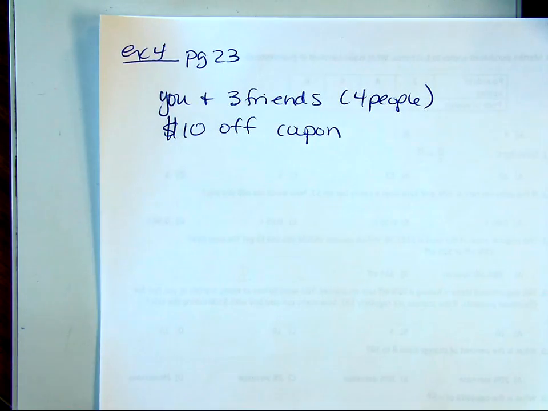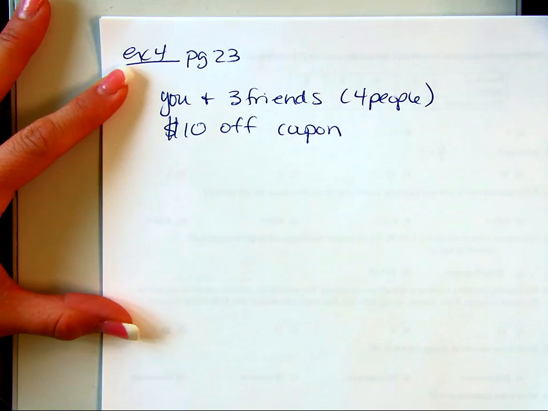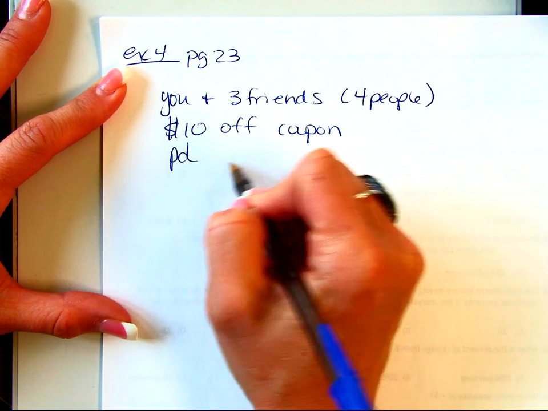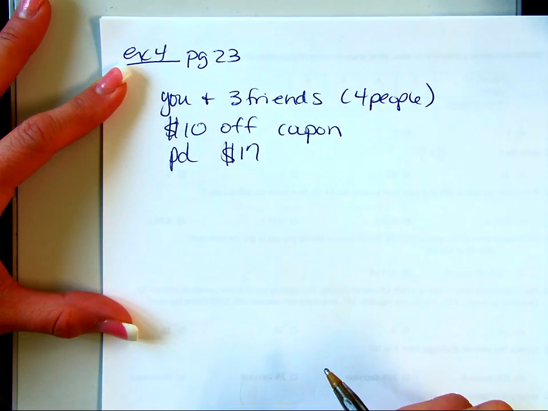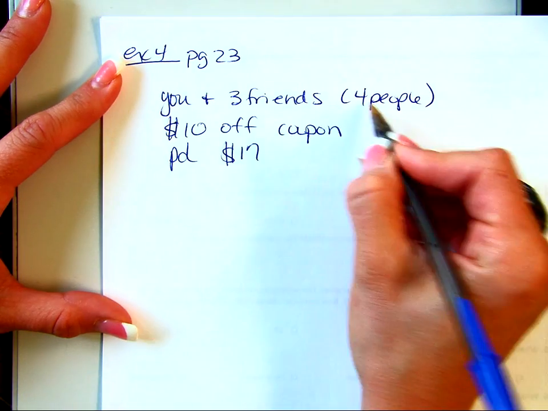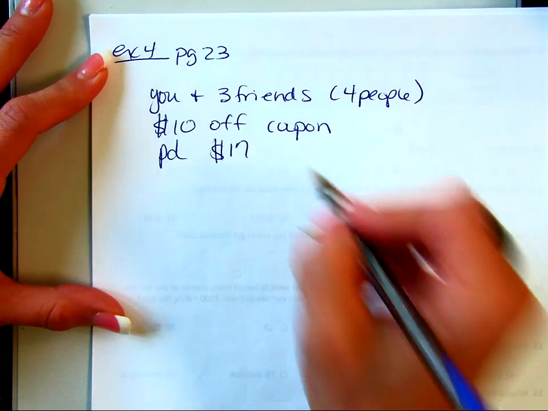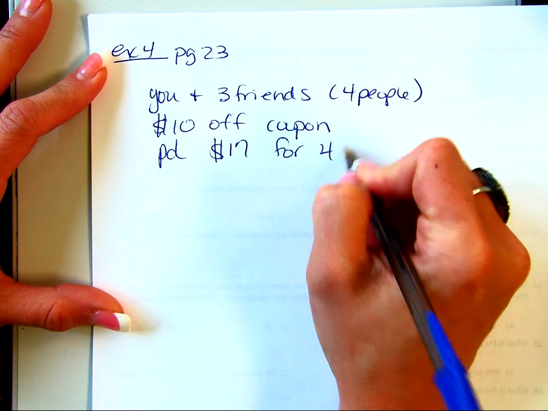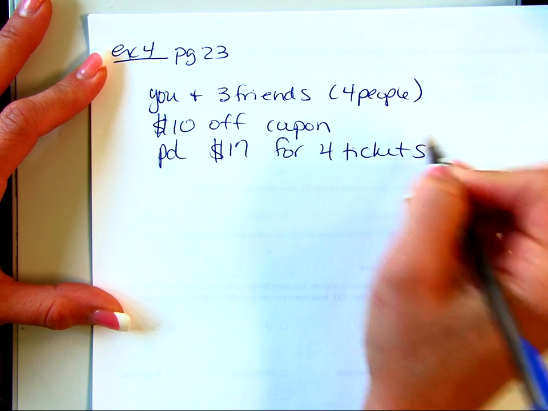Okay? This was all written in your book, and obviously if you have a problem like this, it's a paragraph. You don't have to copy the paragraph, but what I do suggest you do is write down on your paper in your workspace all the important information and just kind of organize it. So this is what I know so far. But I also know that you paid a total of $17 for 4 tickets. Okay? All right.